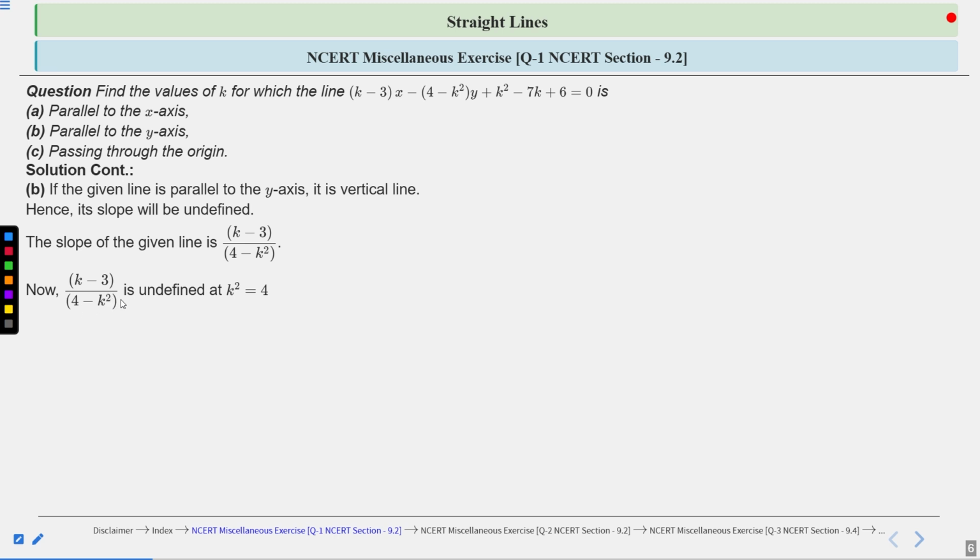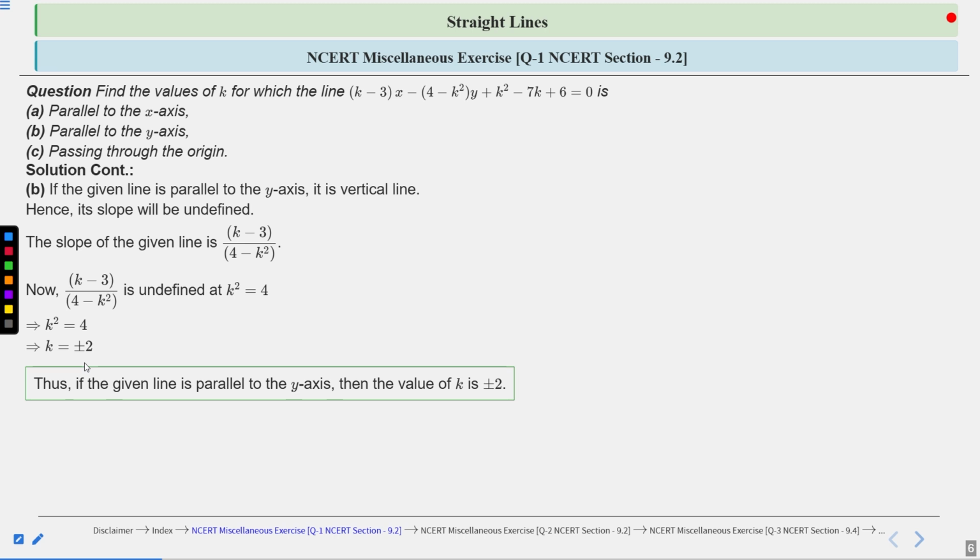From here we obtain the equation k square equals 4. Why do we take this expression as undefined? Because the given line is parallel to the y axis, and the slope of the y axis is undefined. So the slope of the given line is also undefined, and this happens when k square equals 4. From here, k is equal to plus or minus 2.